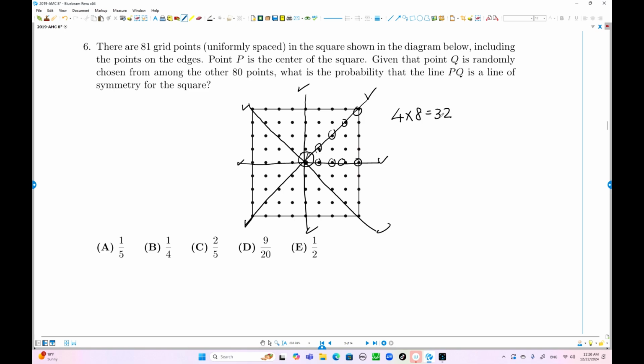Then when you connect with the point, the line this way, symmetry, all right? Okay. So 32 out of the other points, which is 80. Now simplify it, divided by 8, 4 over 10, and 2 over 5. Okay, option C is the answer.